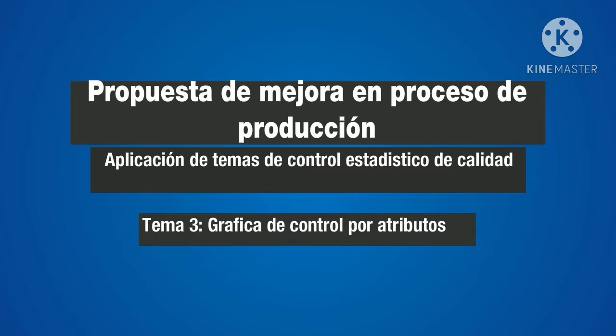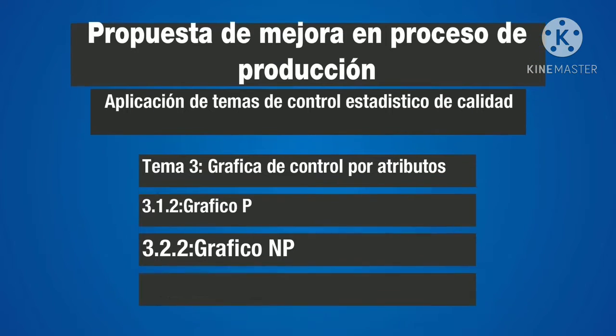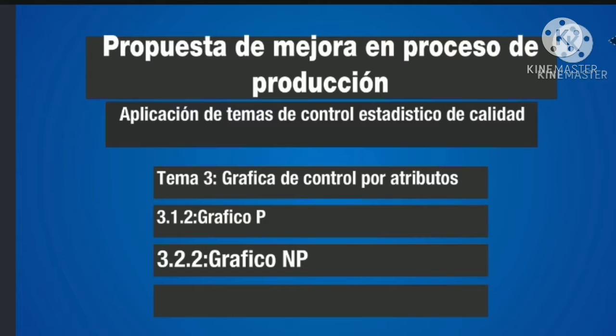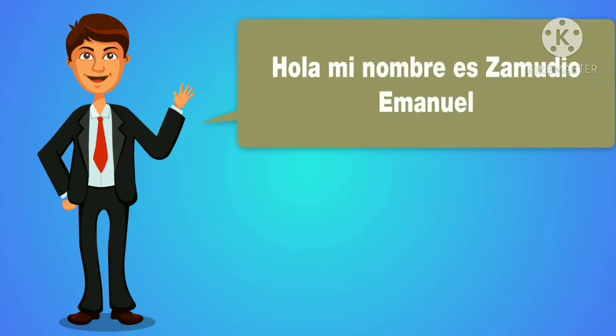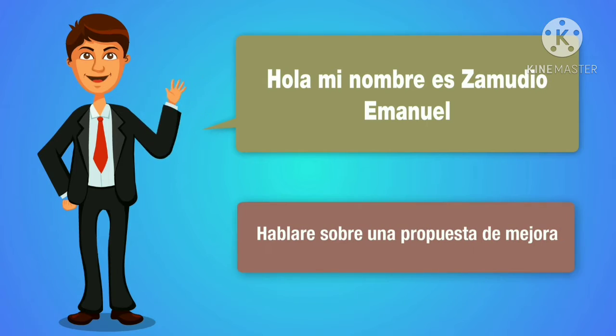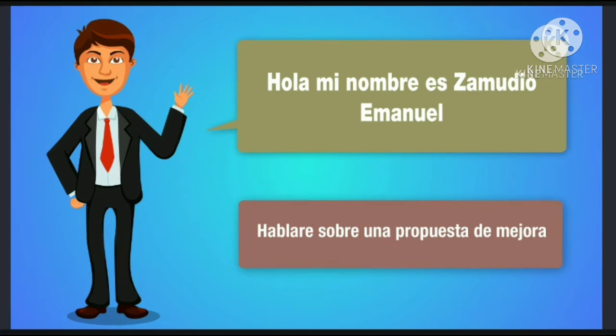Proposal for improving the production process. Essential quality control, topic 3: control charts by attributes, P chart and NP chart. Hello, my name is Samudio Manuel and I will tell you about an improvement proposal.